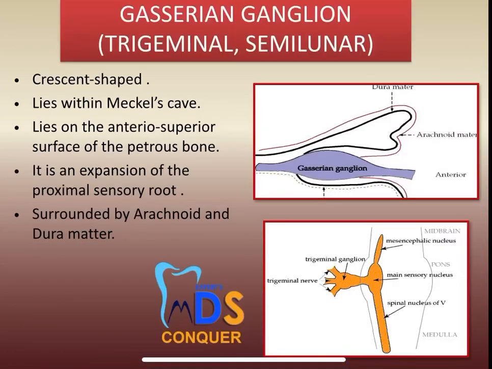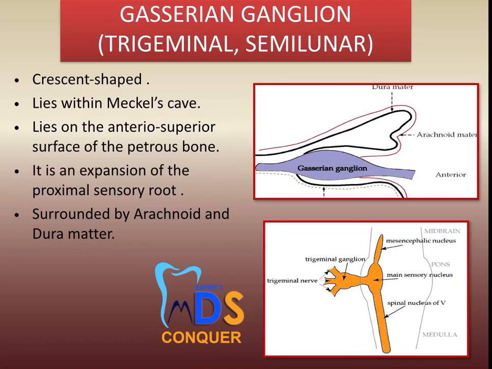So next coming to its ganglion, the ganglion for the trigeminal nerve is the Gasserian ganglion, whereas for the facial nerve it is the geniculate ganglion. That is simple, you have to remember. So for this ganglion, again you can give a description that it is crescent shaped, it lies in the Meckel's cave, it lies on the anterosuperior surface of the petrous bone. It is an expansion of the proximal sensory root. Okay, so like that, and it is surrounded by arachnoid and dura mater.